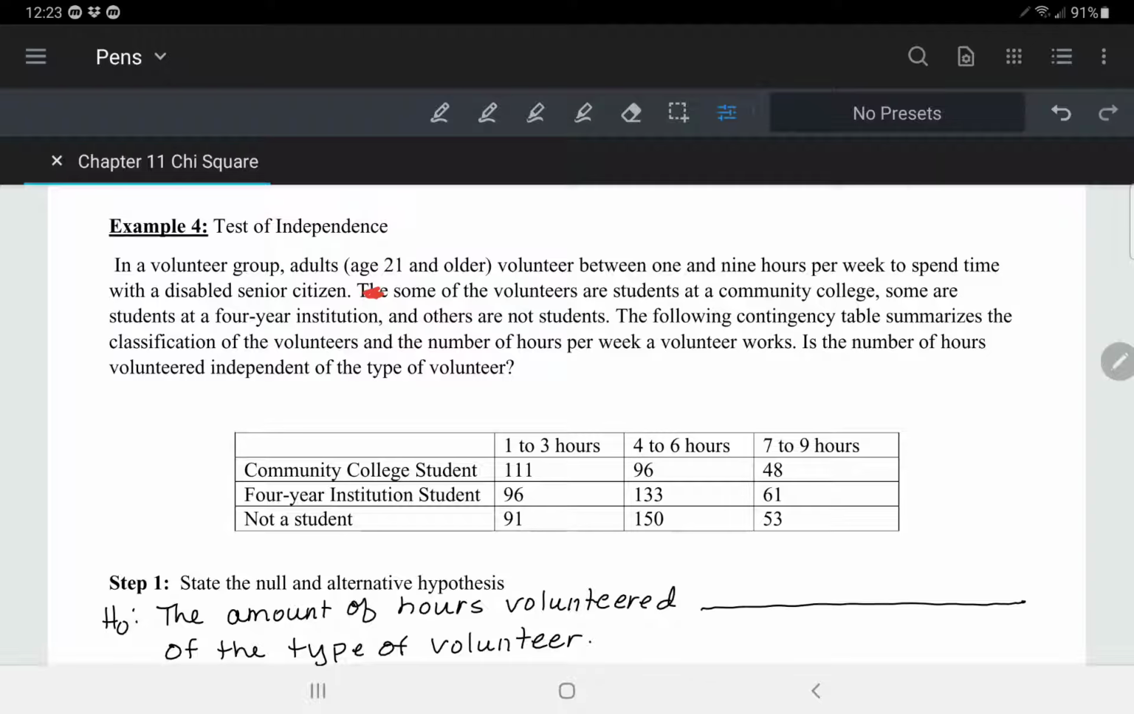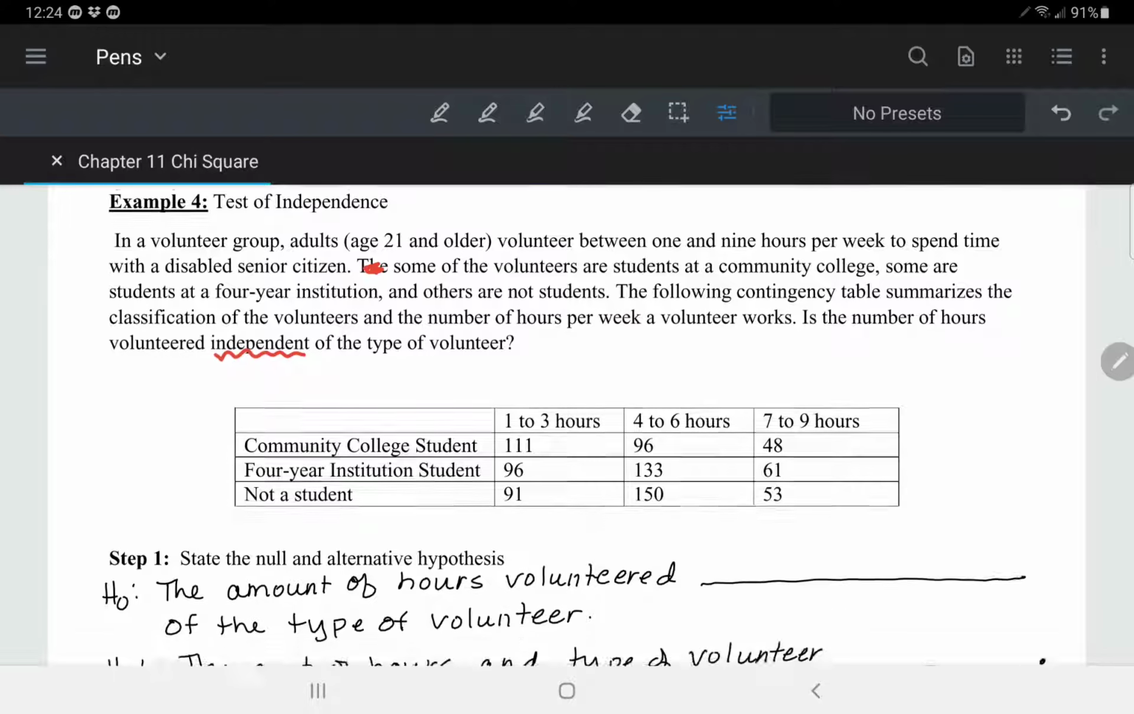The following contingency table summarizes the classification of volunteers and the number of hours per week the volunteer works. And then we can ask this question: is the number of hours volunteered independent of the type of volunteer? That's the question we're asking. That is the clue that we should be using the test of independence. Below is our data summarized on the contingency table.